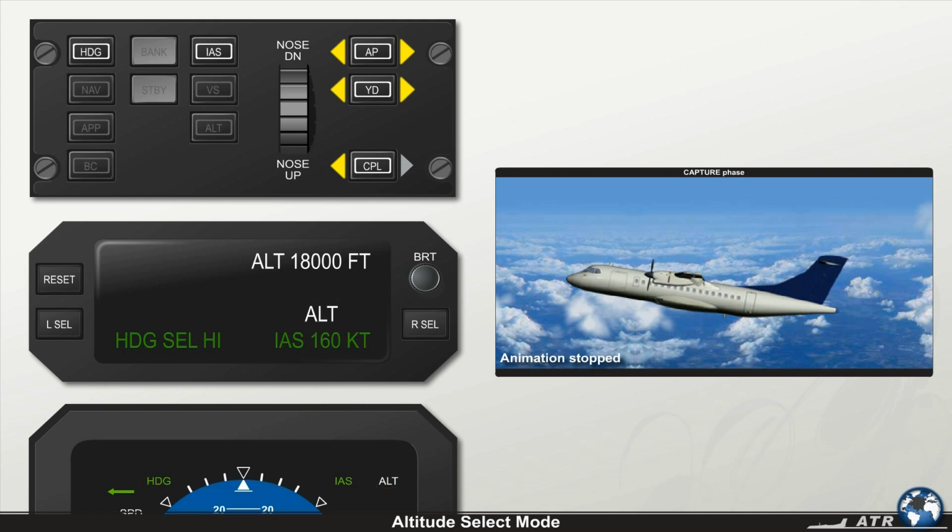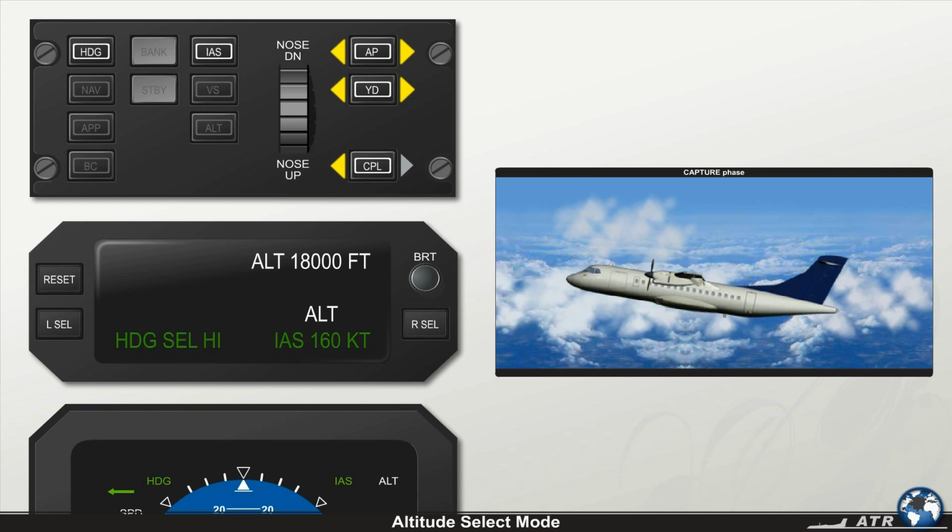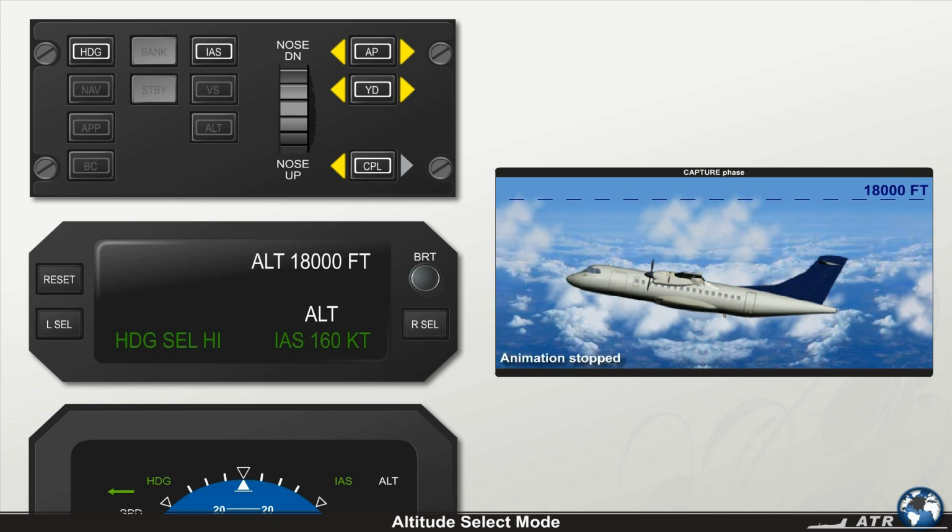Capture phase. When the pre-selected altitude is approached, the system automatically cancels the previous vertical mode and switches to the Altitude Select Capture mode, which is indicated by a green ALT asterisk on both ADU and EADI. Observe that if during the capture phase a new altitude is selected, the autopilot will return to the basic pitch hold mode.